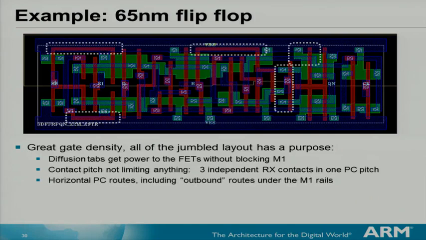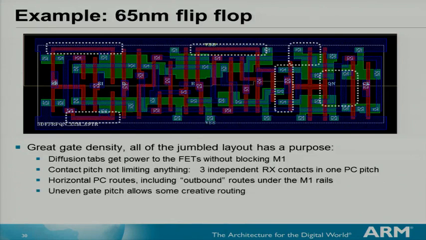There are horizontal PC routes, that's the gate routing. So the gate polysilicon can be routed to contact 2 different gates on the outer side of metal rails. And uneven gate pitch is allowed. And then you have minimum metal 1 tip to side spacing in a lot of places.